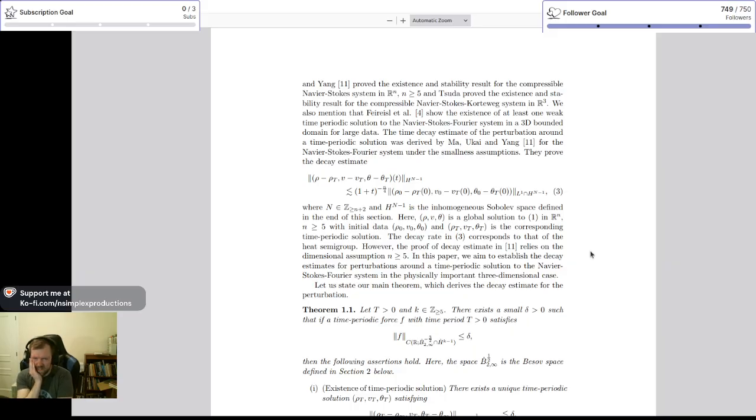T being greater than 0, k being an integer greater than or equal to 5, there exists a small delta, which is positive, such that if a time periodic force F with time period capital T greater than 0 satisfies this, it wouldn't really matter, but that's just to restrict it. Because if it was negative, it would be absurd, but it would just match the same period to the forward. Do I know about distribution derivative? No.